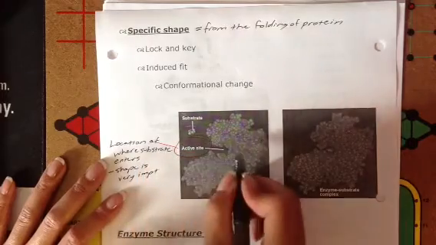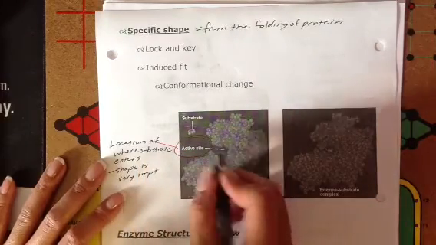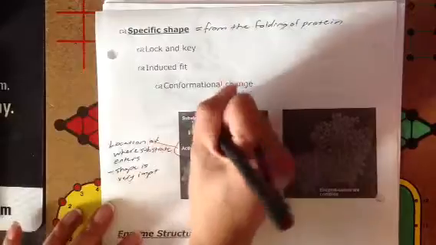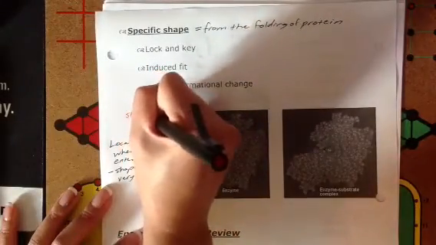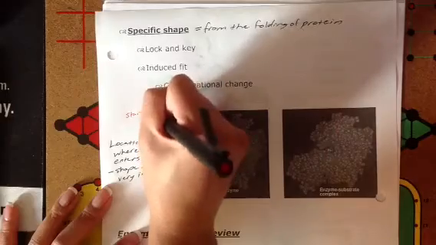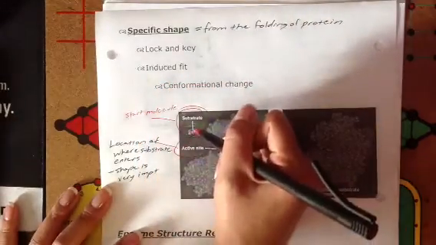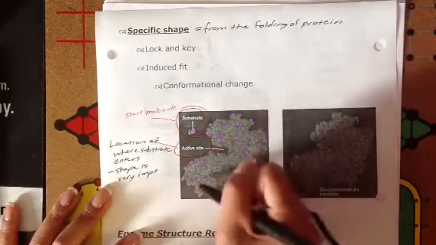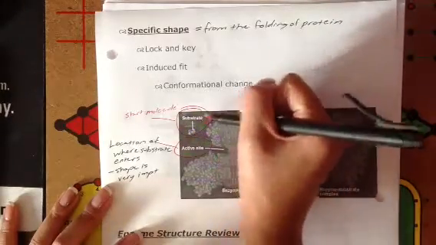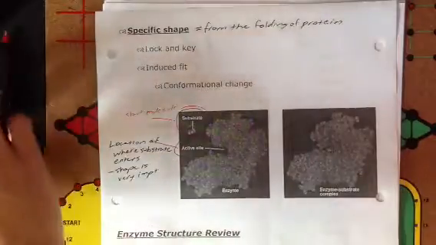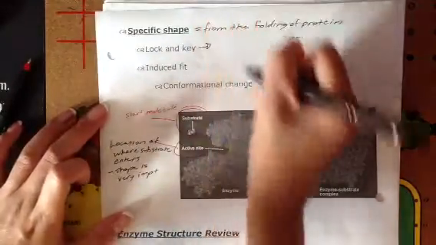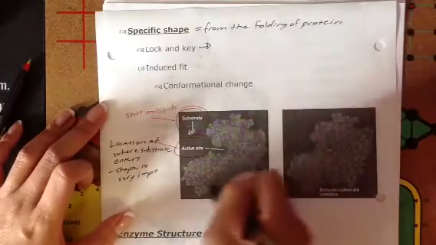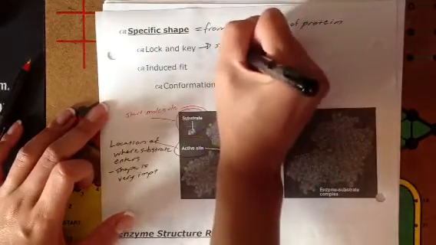And again, the shape is very important. Okay? The shape of the active site is going to be specific to that of the substrate. So the substrate is our starting molecule or our reactant, and our enzyme is specifically shaped to our substrate. So this is actually sometimes called the lock and key. So there's one key per lock, so very specific.